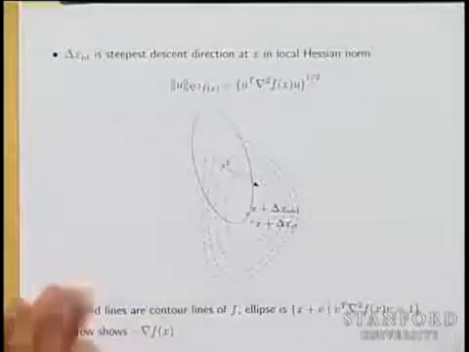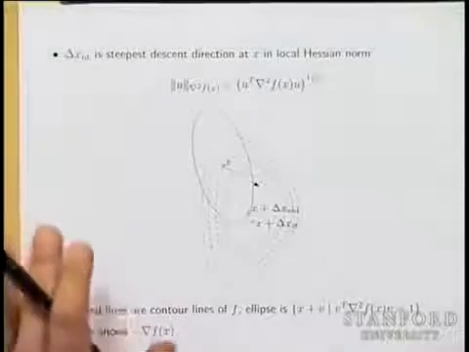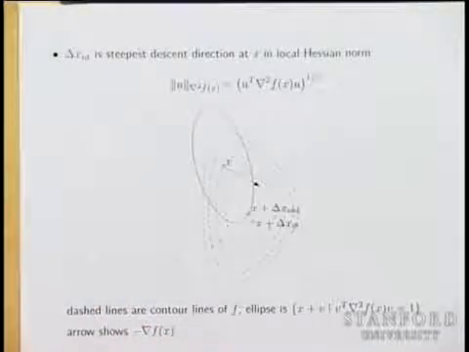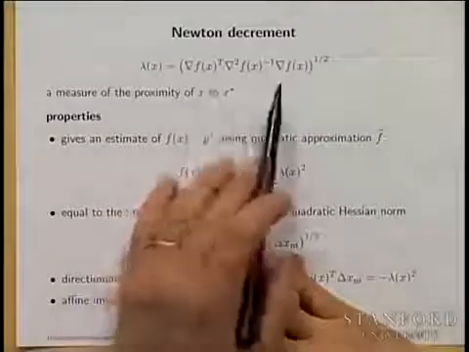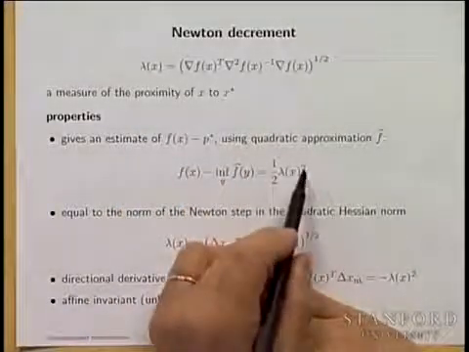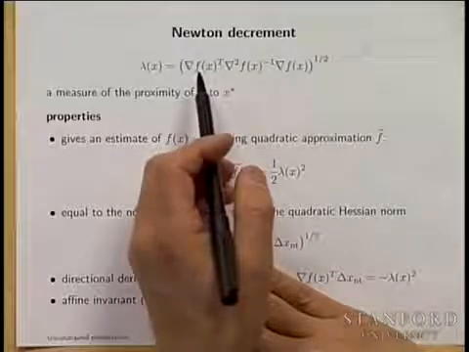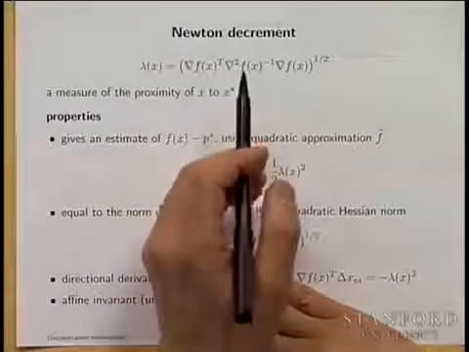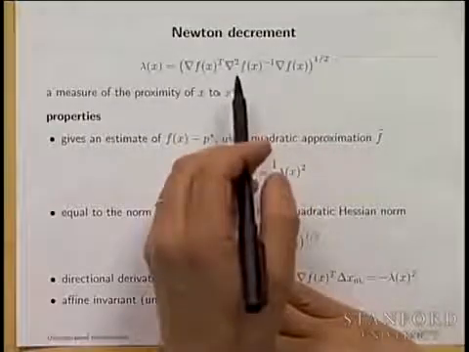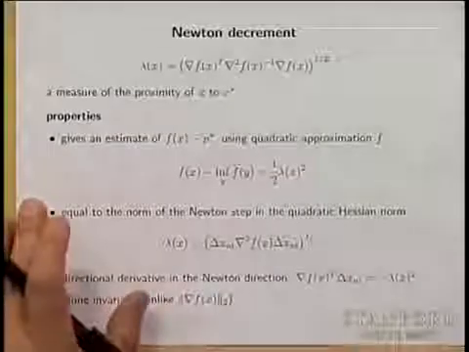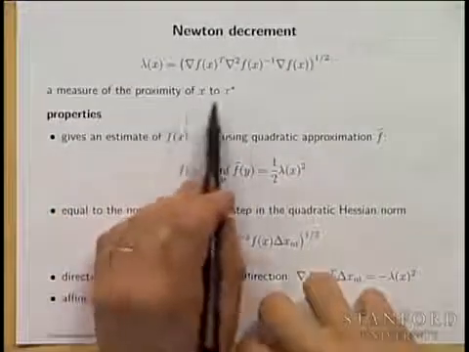Okay, so the third interpretation is this: the Newton step is the steepest descent direction in a local Hessian norm. That's the picture. Okay, let's look at the Newton decrement. Now, the Newton decrement is actually the Newton decrement squared. It's defined as this. Lambda is the norm of the gradient, but in the metric induced by the Hessian. And it's a measure of the proximity of x to x star.